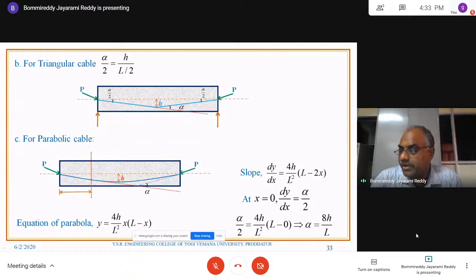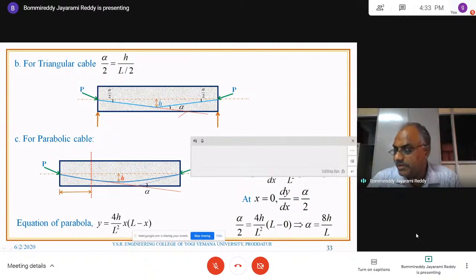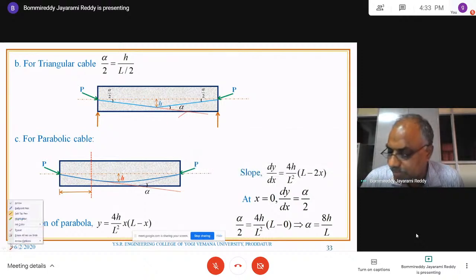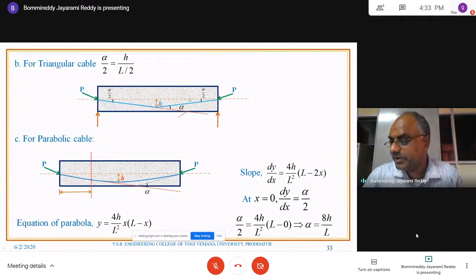If the cable is of triangular shape and it has a height h or eccentricity e, whatever it may be. And what is alpha? If you draw the tangent, this is a horizontal line, this is an inclined line, and at the other point if you draw the line, this is called the alpha value. Alpha is the cumulative angle between the tangents drawn from the two ends. So this is one tangent and this is another tangent. Once it is alpha, this angle is alpha by 2.